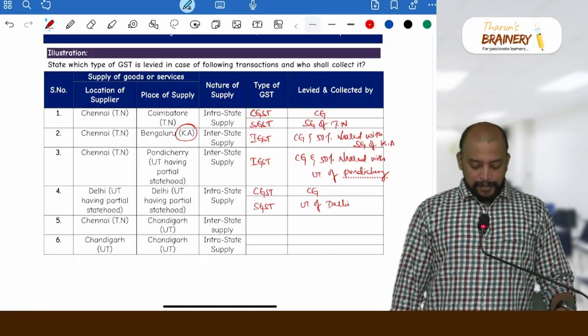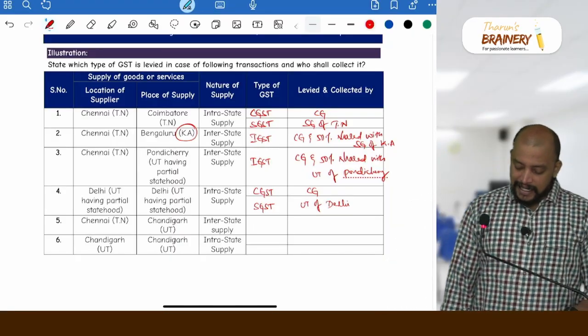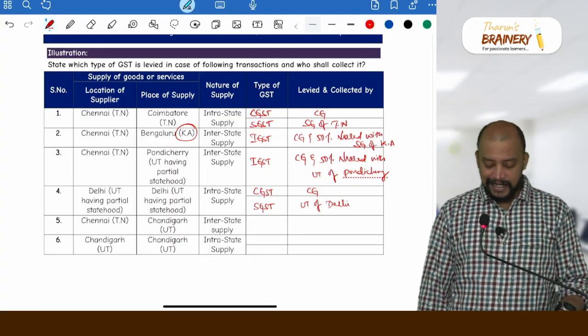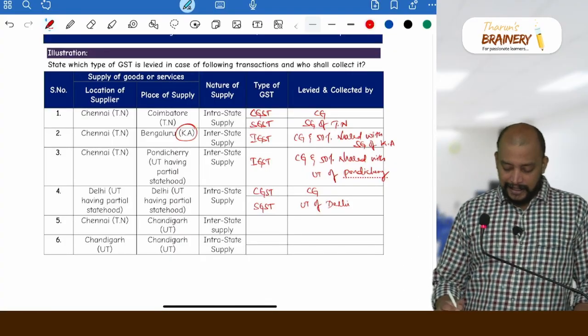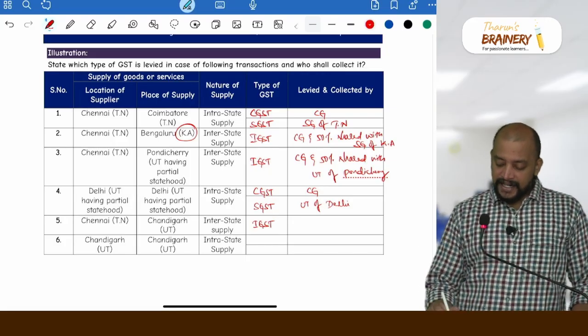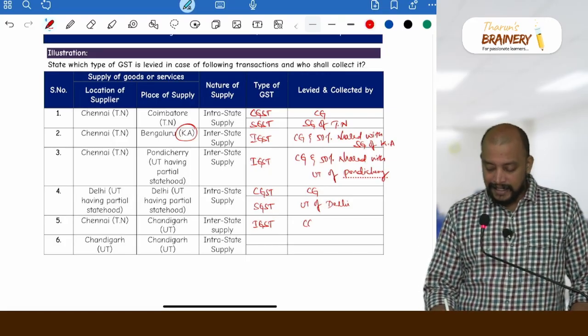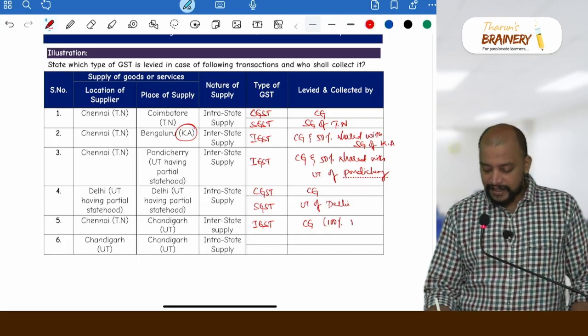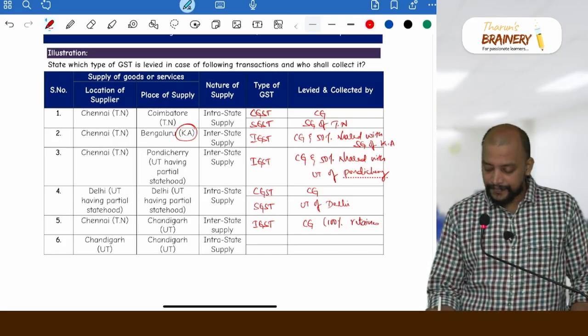Then location of supplier Chennai and place of supply is Chandigarh, Union Territory. So what is the nature of supply? Intra or inter? Interstate. IGST. And levied and collected by central government. Will they share or 100% retained? 100% retained.